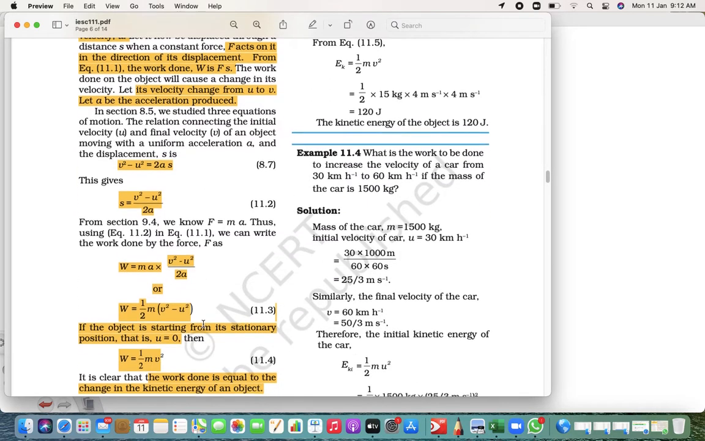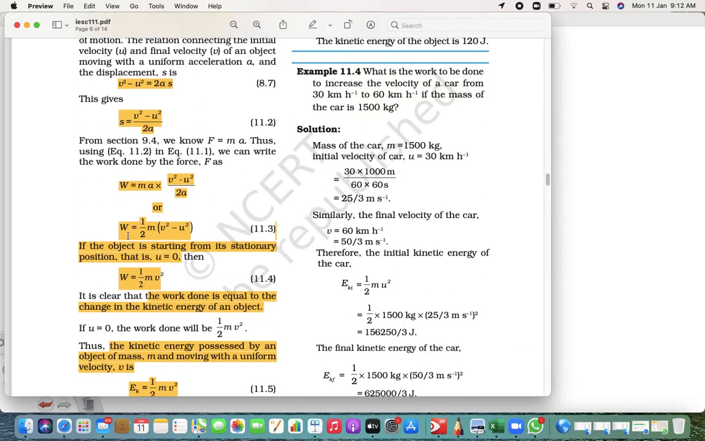Kinetic energy is Ek equal to 1/2 mv², but in that case your initial velocity u is equal to 0 and your final velocity will remain the same. But just in case if your initial velocity is not equal to 0, you get an equation as 1/2 m(v² − u²).